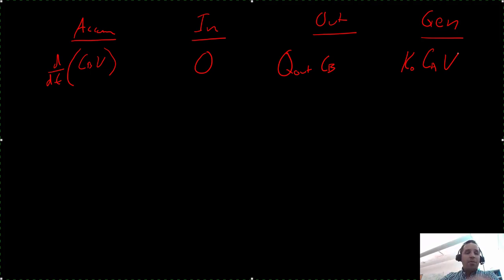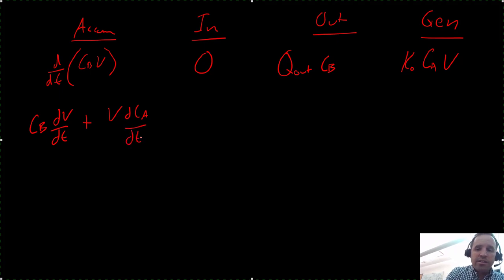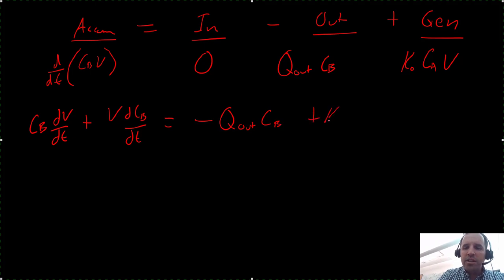So we'll do the same kind of exercise we just went through. Here we're going to have Cb times dV dt plus V times dCb dt. This equals minus, because remember this is accumulation equals in minus out, and now this is a generation term, so it's plus the generation term, minus Q out times Cb plus K0 times Ca times V.